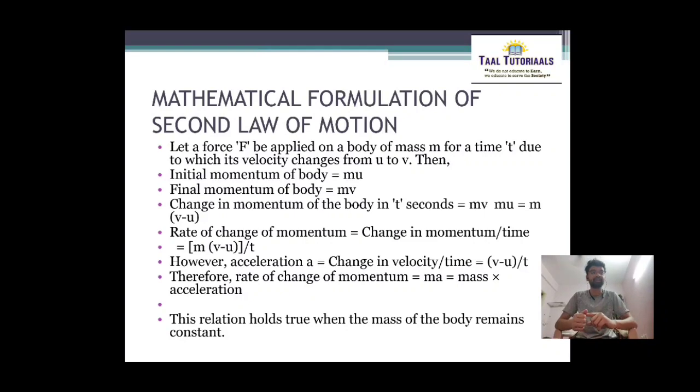I had missed the minus sign here, please forgive me. If we take m common, we get m into (v minus u) by t, that is the rate of change of momentum. We know acceleration is change in velocity by time, that is (v minus u) by t. So (v minus u) by t becomes a, multiplied by m. Therefore the rate of change of momentum is mass into acceleration, that is ma. This relation holds true when the mass of the body remains constant.